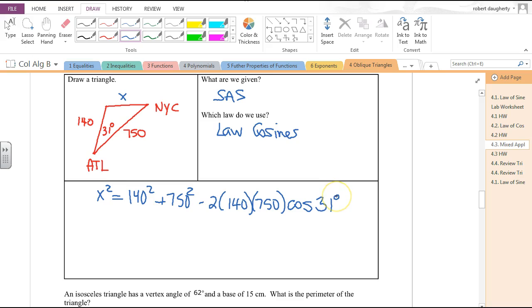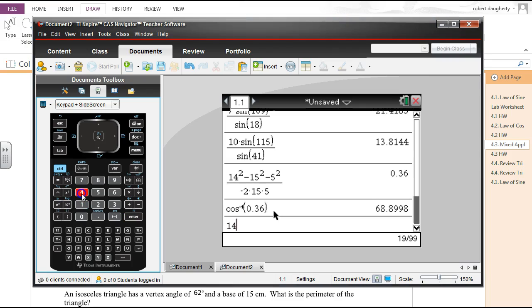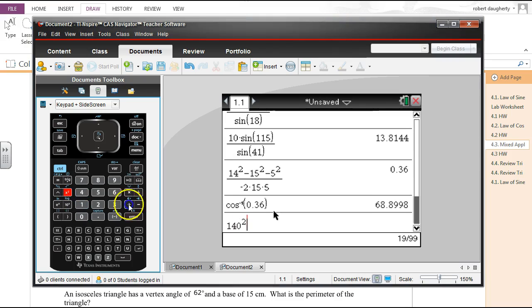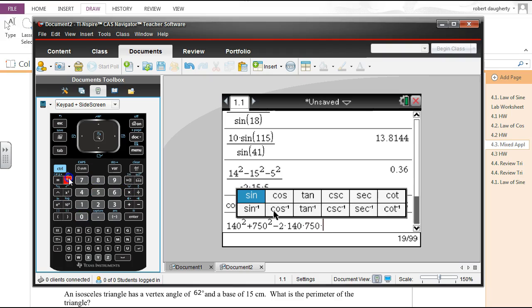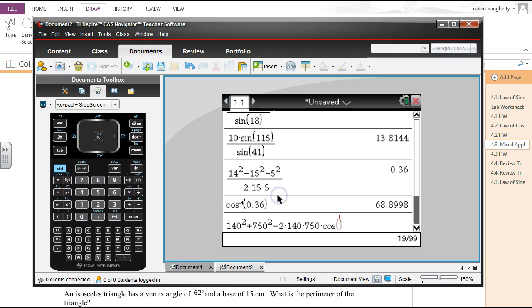I know it's a lot of writing. It looks like a big formula, but it starts to write itself. The square of one side plus the square of the other one, minus 2 times those things multiplied, cosine of the angle in between. Just go straight to your calculator for all of this. So it's 140 squared plus 750 squared minus 2 times 140 times 750 times the cosine. What is that angle? 31?